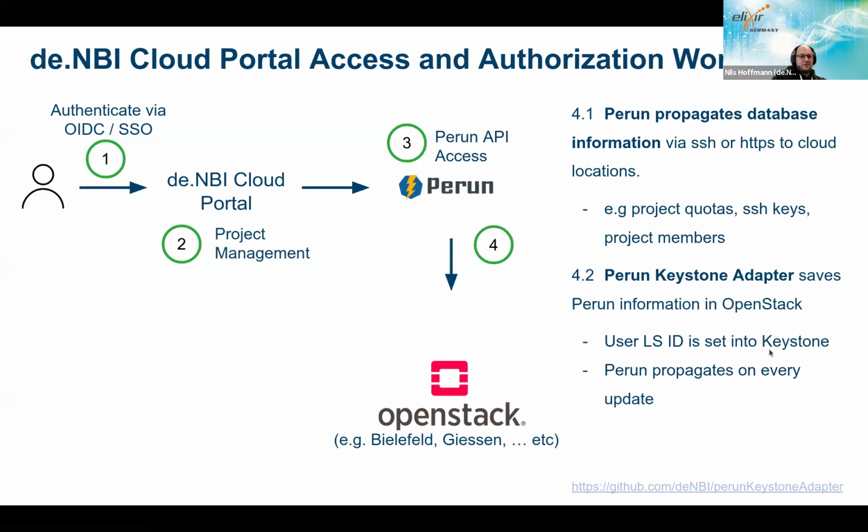And this is propagated on every update, so rather frequently. And this is then deployed at each individual location that uses this adapter. Not all de.NBI Cloud locations actually use the adapter, so some have decided to just use the endpoint from Perun to receive the push to a custom endpoint and then work with their own tools on the content.